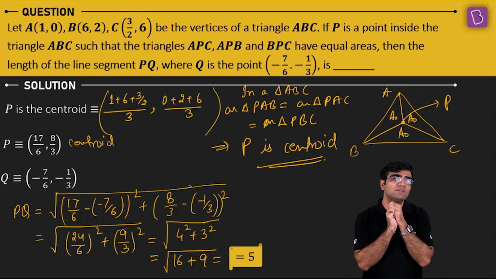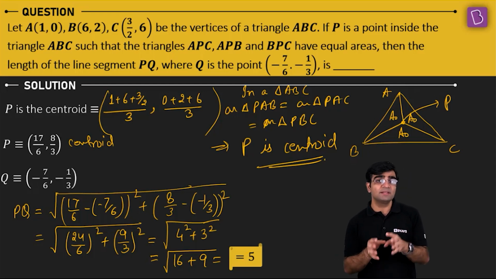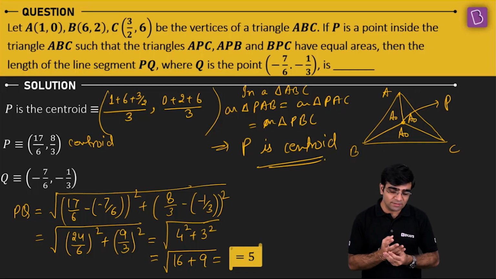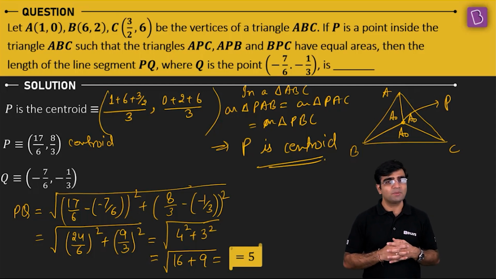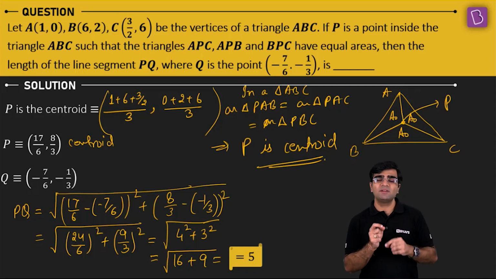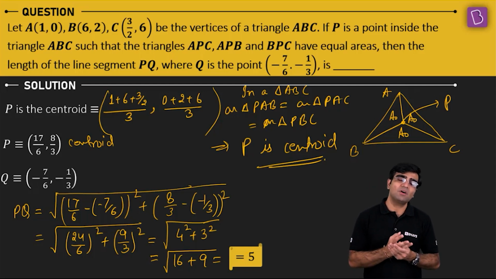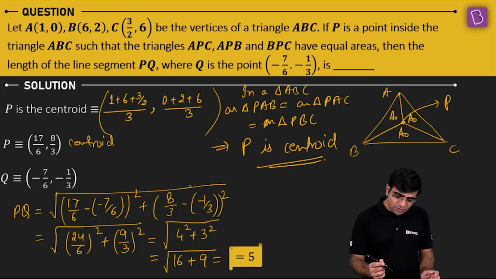Key takeaway for the question was that if P happens to be the point inside the triangle such that the three triangles formed by joining the vertices with this point P are of equal area, then the point has to be the centroid. Or, if we join the centroid to the vertices, then the three triangles formed are always of equal area. Understood? So area of triangle PAB equals area of triangle PAC equals area of triangle PBC. Understood it? Alright, perfect.